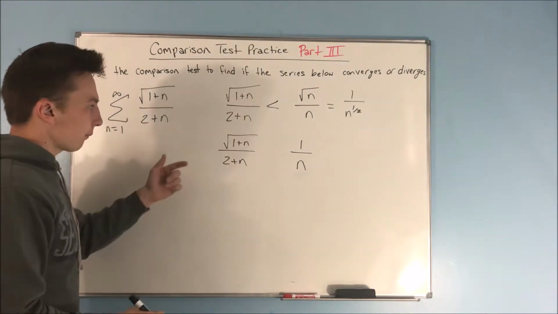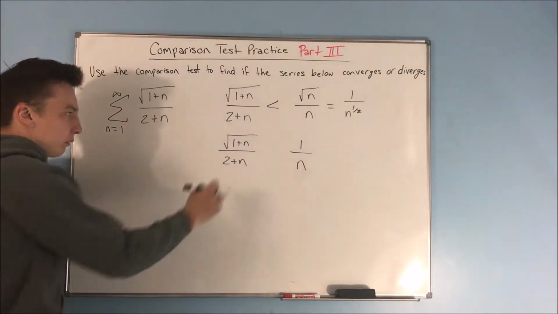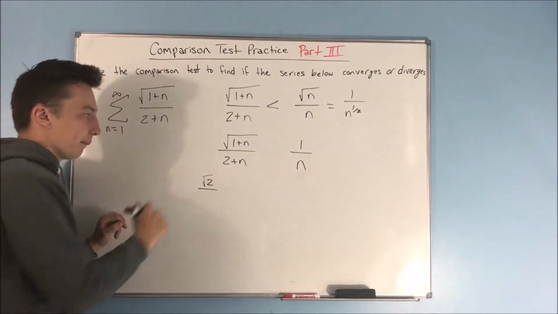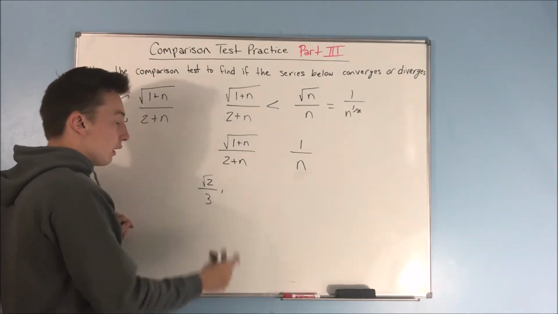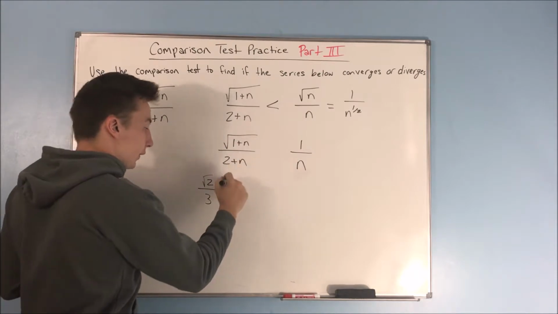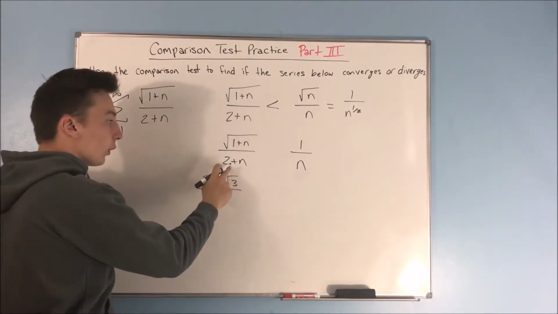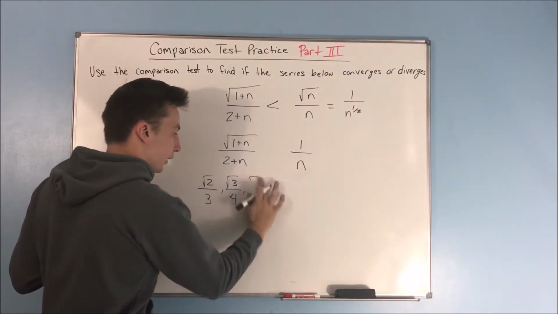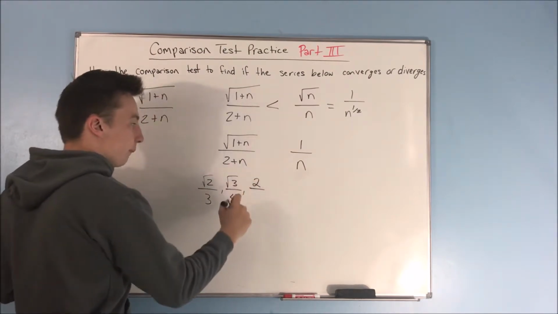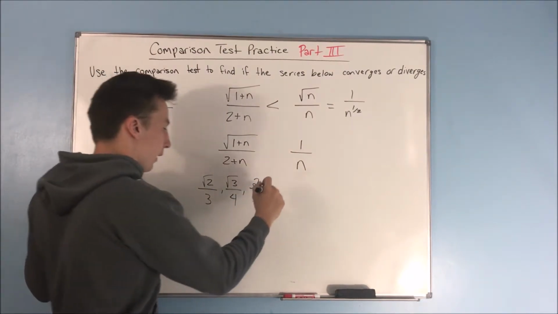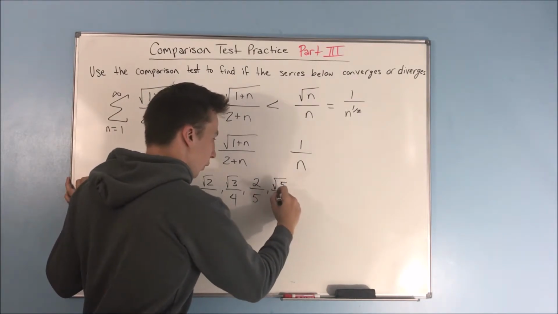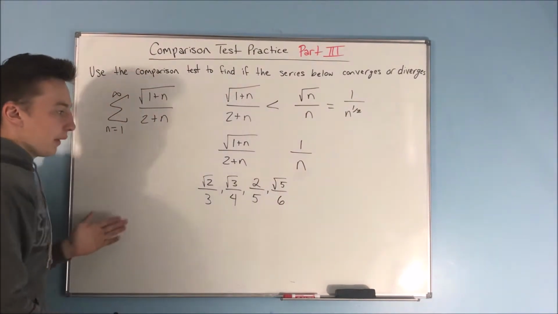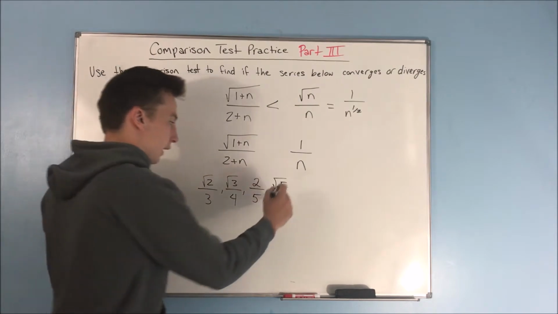Okay, so let's start listing out terms here. For our n equals 1 term, we would have rad 2 over 3. Next, we plug in n equals 2 and get rad 3 over 2 plus 2, which is 4. Next we would have rad 4, which is 2, over 5. Next we would have rad 5 over, this would now be a 6. And there you go, that's your first couple terms.